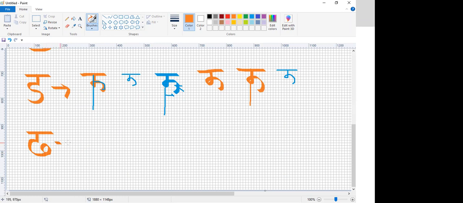Dh. This is how it is written in Sharda. Please see very carefully. A line, then from a center, you bring a line, you come slightly down, and you come here, and then you bring it back.